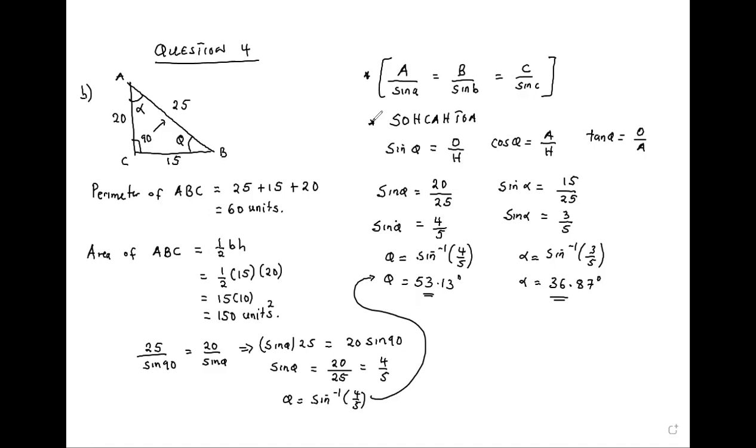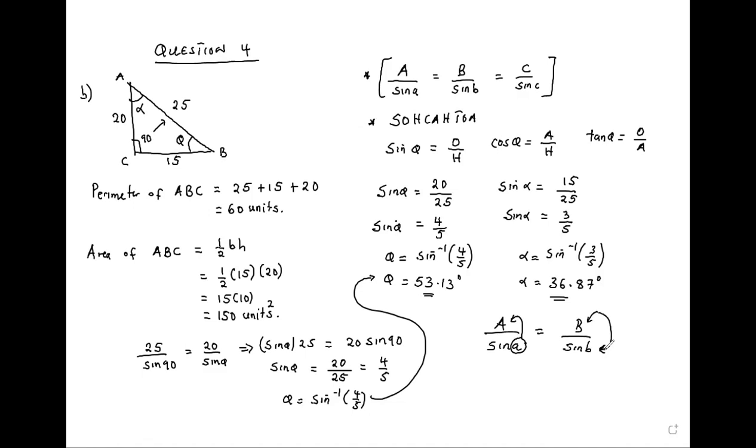For the sine rule, you can use it every time you have... Remember that the sine rule will work in pairs. So if I have a over sine A equal to b over sine B, so if I have an angle and its opposite side, and I also have another side whose angle I'm looking for, then I can use the sine rule.